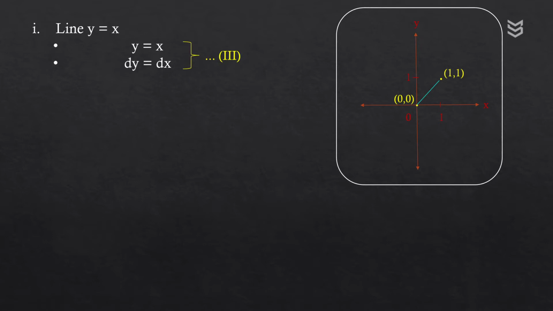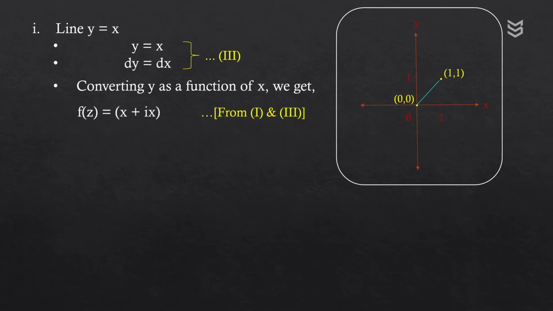In the third step, we convert f of z and dz into a single variable. In this equation we can convert it in x or y; any one of them can be preferred. Here, we convert y as a function of x. Thus, from 1 and 3, we get f of z equals x plus ix, and from 2 and 3, we have dz equals dx plus i dx.